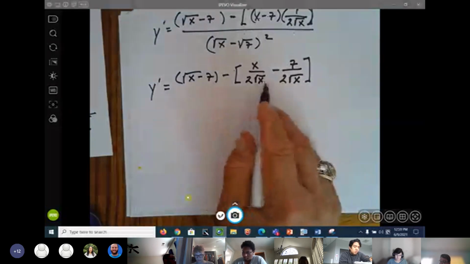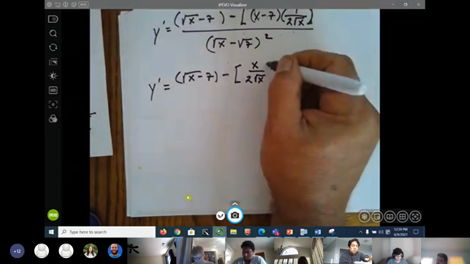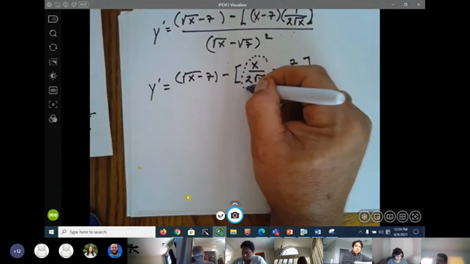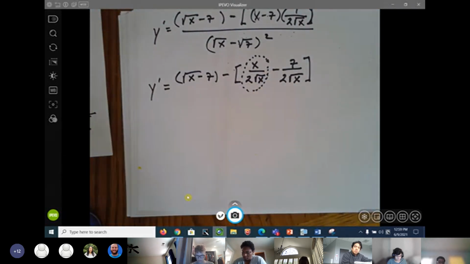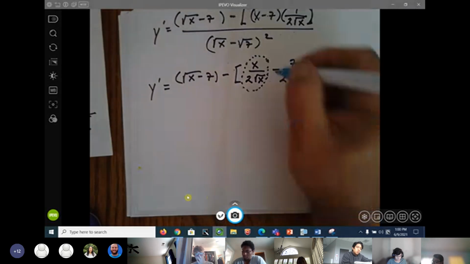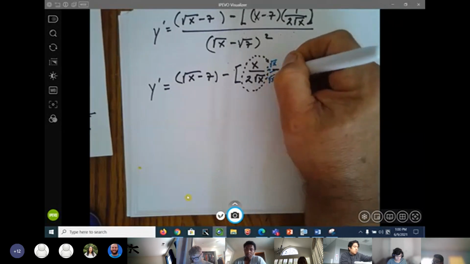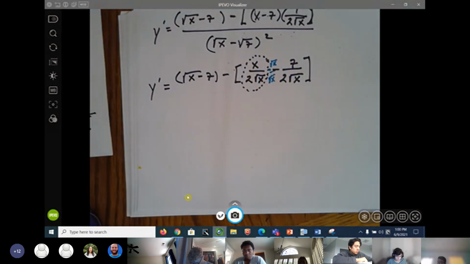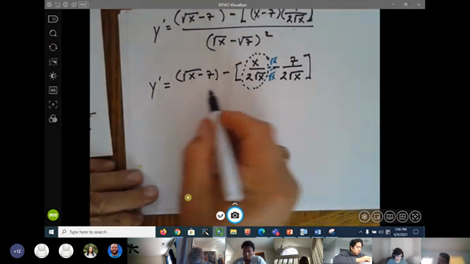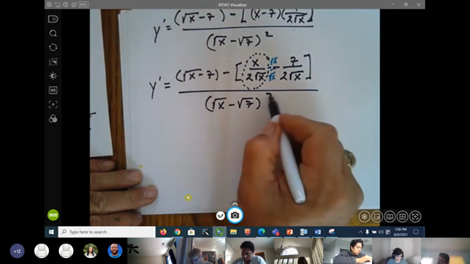And we did this, except we distributed a negative right here. But right here, they decided with this one to rationalize the denominator, which is why I said it was sneaky. So I'm going to multiply by the square root of x over the square root of x right here. And all that over square root of x minus square root of 7 quantity squared.